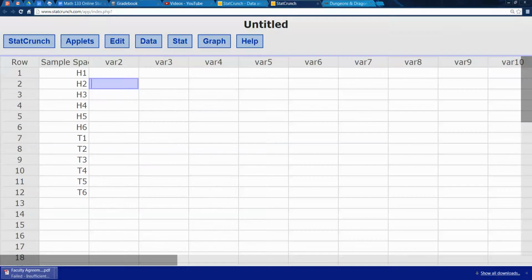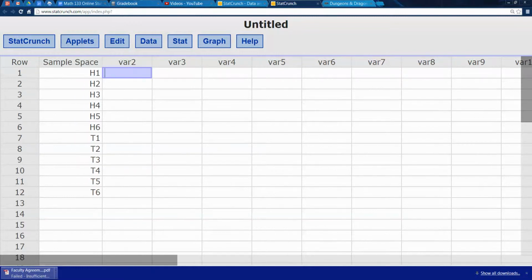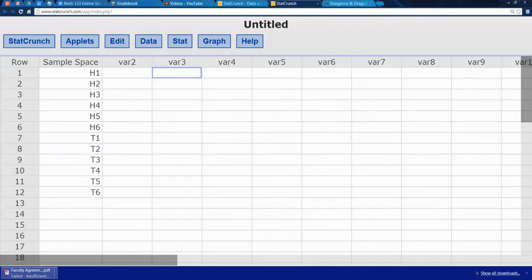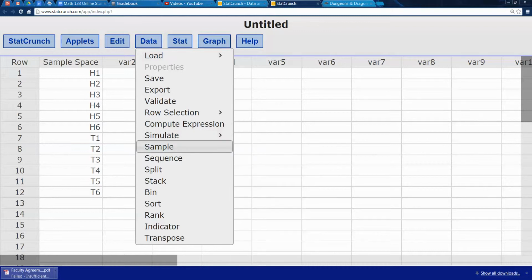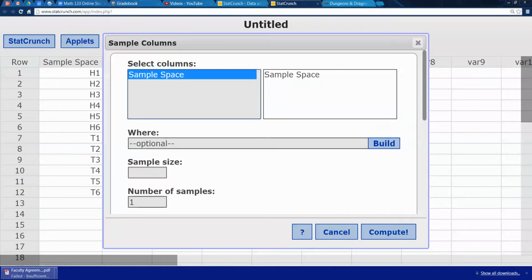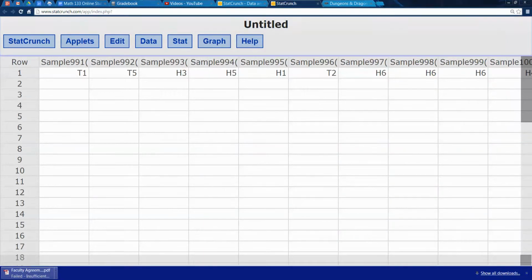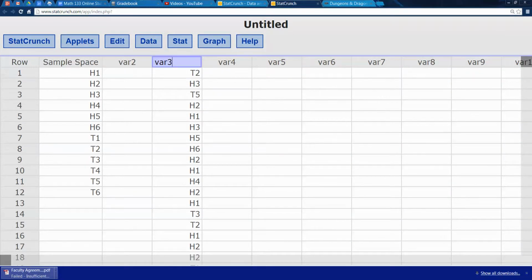Just for fun, I'm going to show you how to make StatCrunch do something like this. It's pretty simple. I have my sample space right here, and I'm going to put the results into variable 3 as my data set. I'm actually going to do sample, not simulate, just because of the way this program works. I want a sample size of 1, but I want to do it 1,000 times, and I'm going to store it. Compute. Oh, it did it that way. Hold on. There, I got it all into one column so you can see it. This is our simulation here.